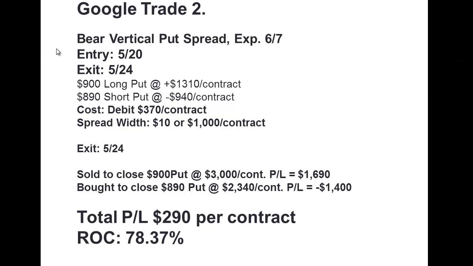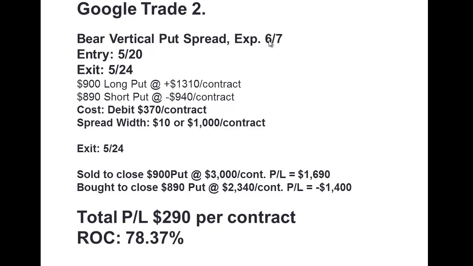So here's trade 2. Did the 900 long put, short the 890. So I got into this trade at a debit of 370. Had a $10 spread. That's $1,000 per contract, the width of the spread. I took it off 4 days later, and I actually legged out of it.